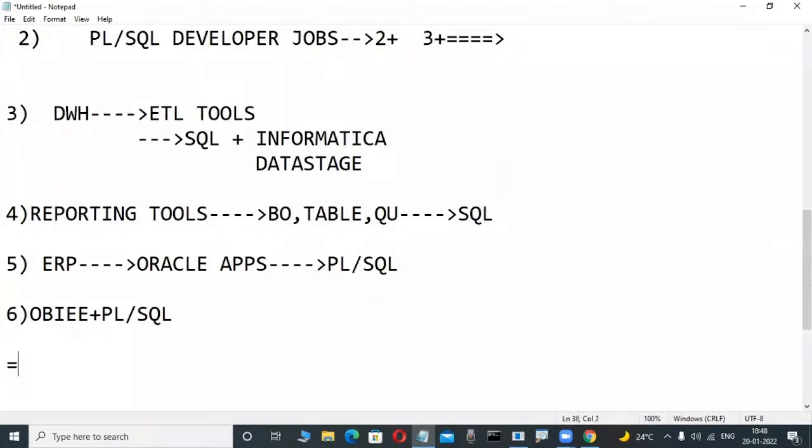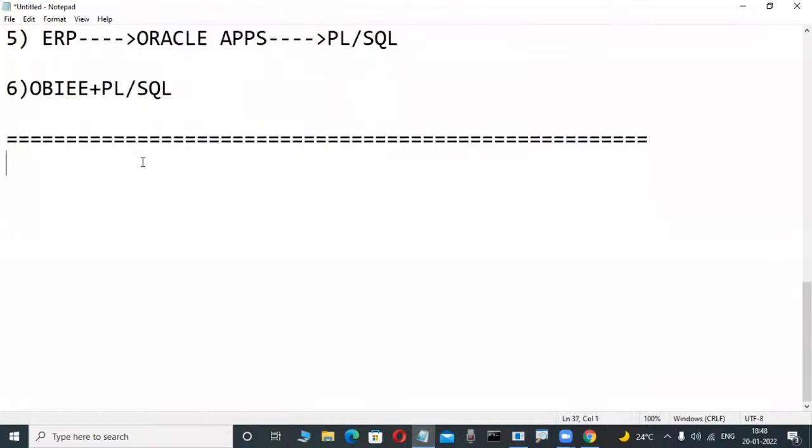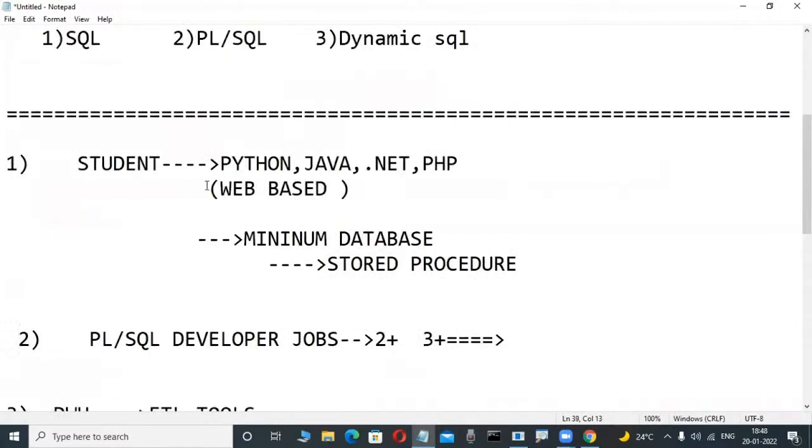Suppose you are not interested in the programming side, and you want the administration side, you want jobs there. In that case, DBA courses are there: Oracle DBA, SQL Server DBA, MySQL DBA, database administration courses. These persons also need minimum knowledge before learning those courses. Minimum SQL knowledge is required, and they also learn these type of courses.